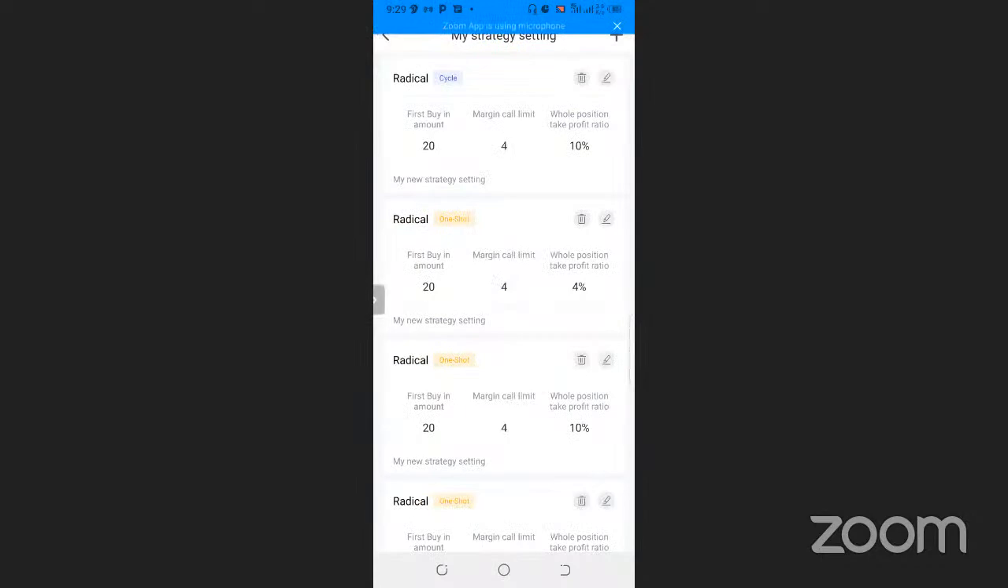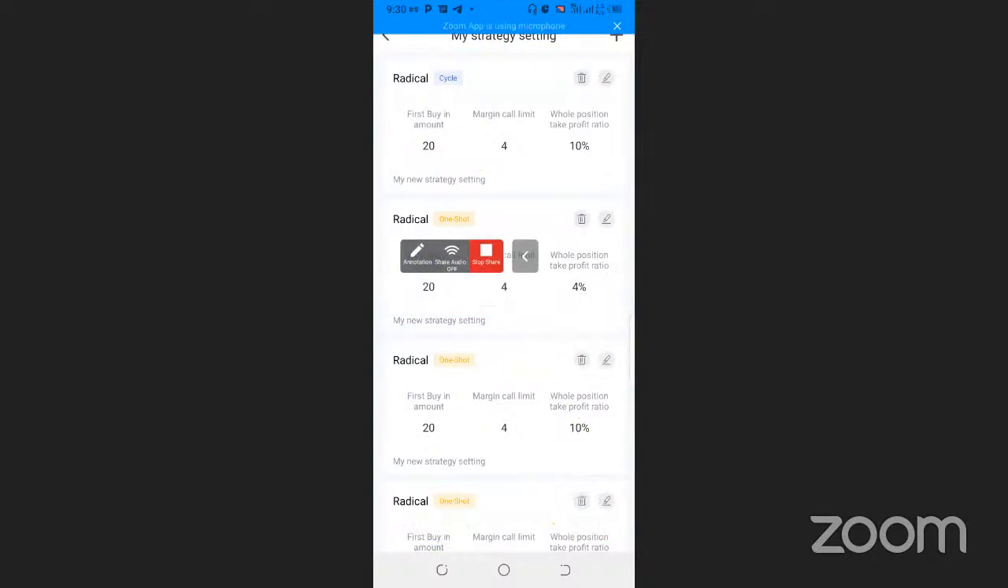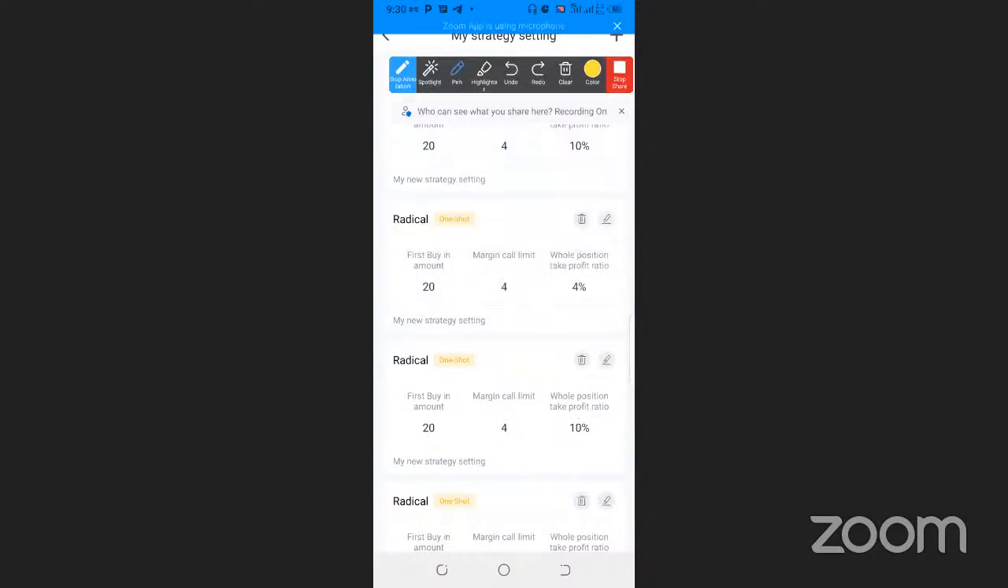You see, we have set the setting. Now, $20 for margin call and 10% take profits. Here we have how many take profits? We have many of them. Look at my chart. We have 4% take profit. We have 10 take profit.